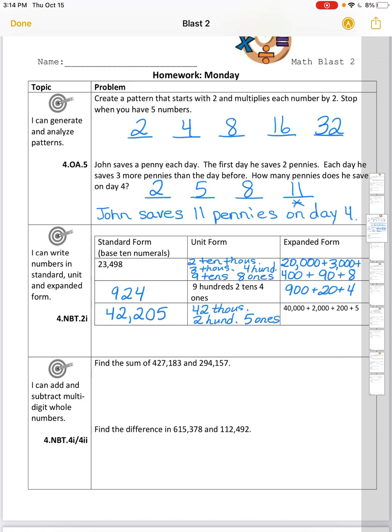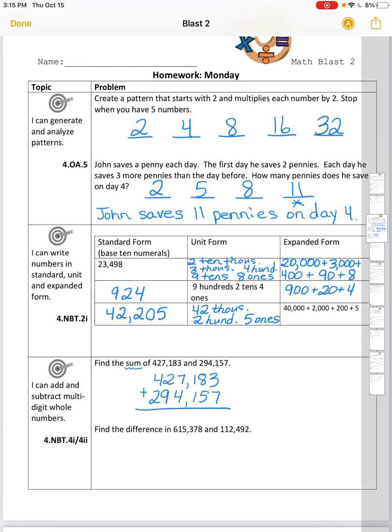I can add and subtract multi-digit whole numbers. Find the sum of 427,183 and 294,157. The key word here is sum. A sum is the answer to an addition problem, so we're going to be adding the two numbers. And it's important when I'm adding to make sure that I line up my place values here so that I can add like units.